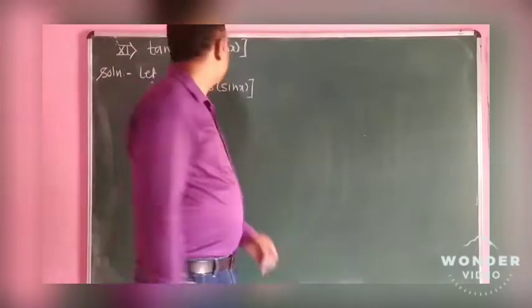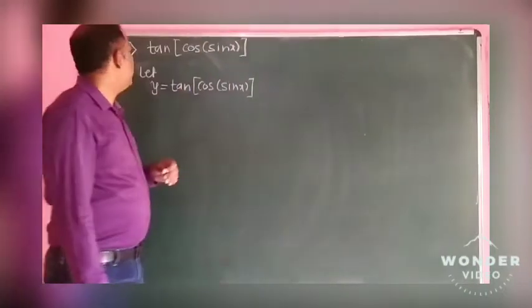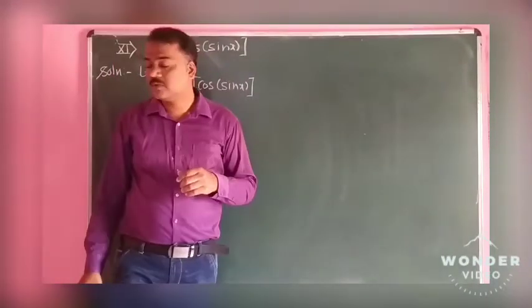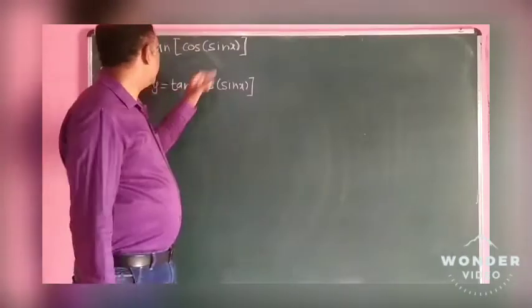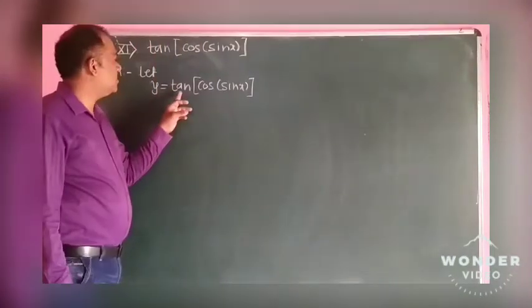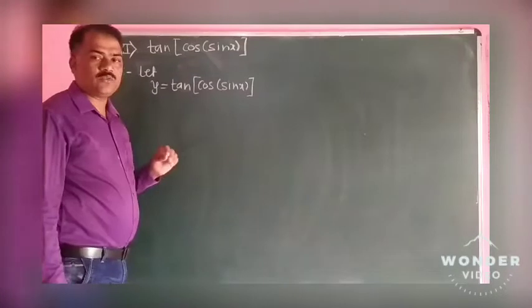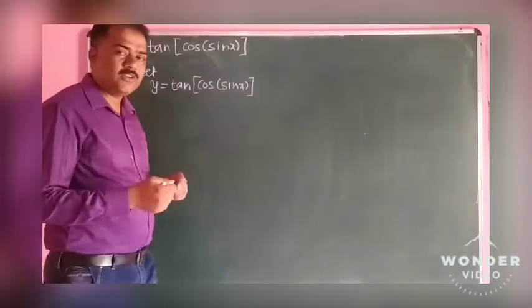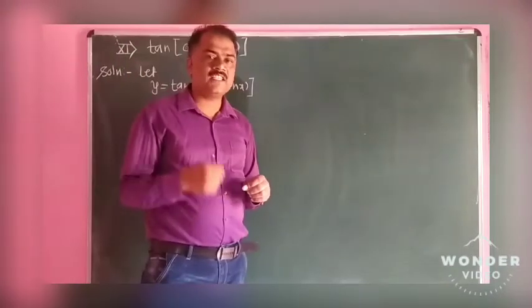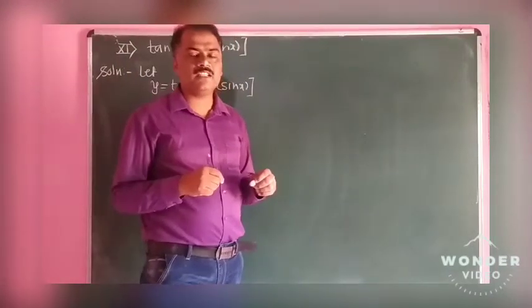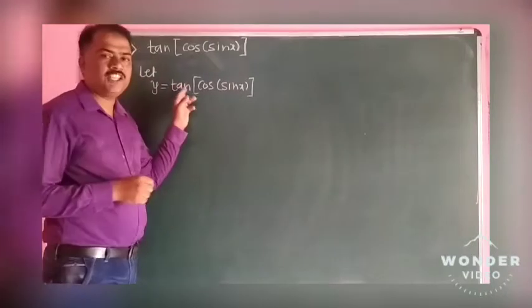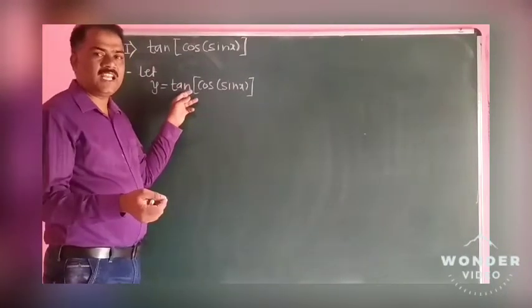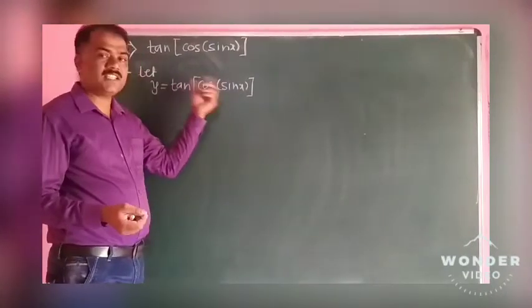Example number 11 is tan of cos of sin x. Let y is equal to tan of cos of sin x. How to read that? Tan of cos of sin x. Whatever way we read this example, in that way we have to take the derivative. It means that first we have to take the derivative of tan. We can write whatever the angle is as it is. What is the angle? Cos of sin x as it is.